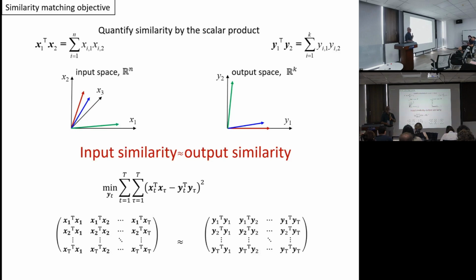K is the dimension of the output space. So like in a single neuron, there will be one. Yes.